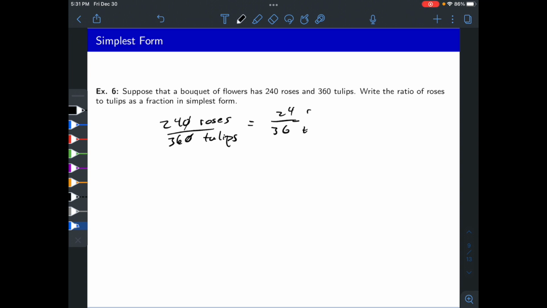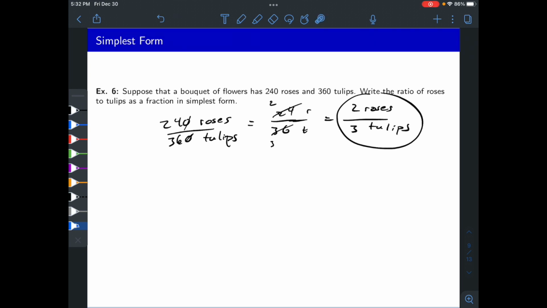I'm just going to write R and T for now. I could divide by 12 on the top. So 24 divided by 12 is 2, and 36 divided by 12 is 3. So we get 2 roses for every 3 tulips. And this would be in simplest form. Okay.